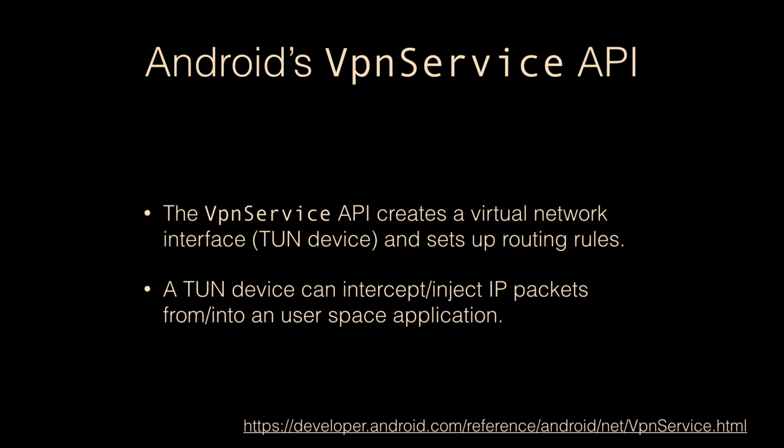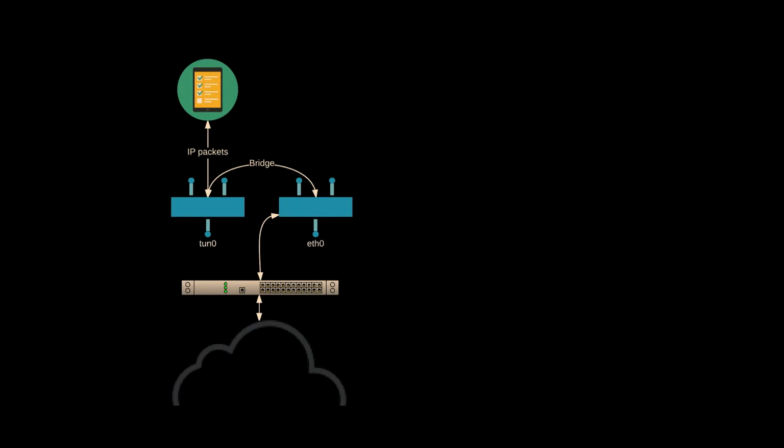This is a virtual network interface and helps us set up routing rules and some other things that could be easy to do on a full-featured Linux when you have root and iptables and all that stuff, but which are not as easy to do on an Android device. A TUN device can basically intercept or inject IP packets and interact with a user application. So this means that an application that lives in user space is able to inject or capture IP packets. Let's see a schema of this.